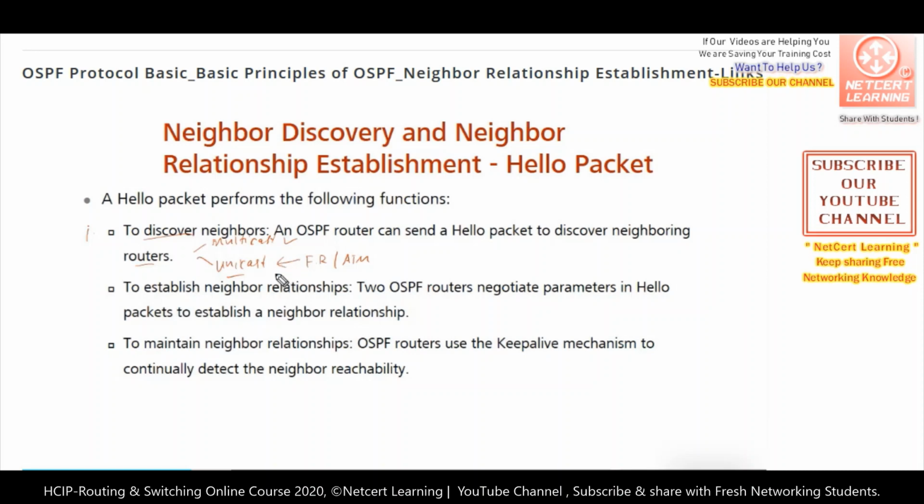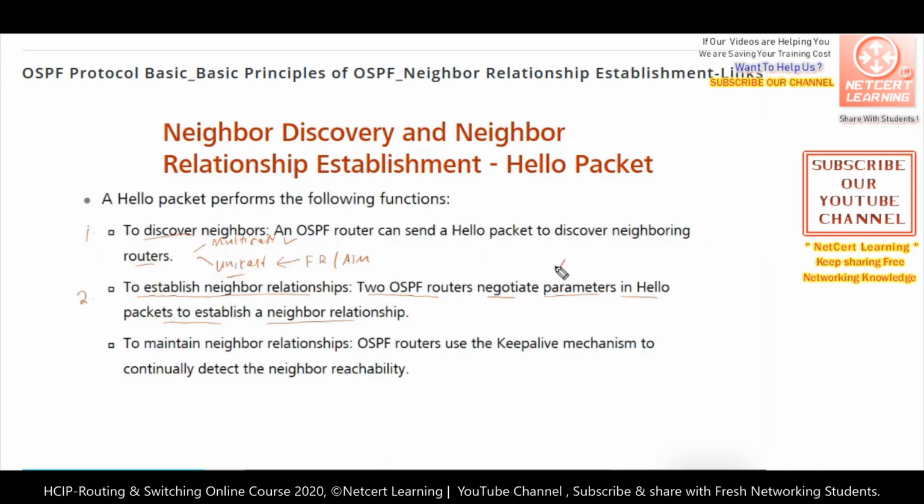I will go through this Frame Relay OSPF in more detail in the next chapter. Now, the second function of the OSPF Hello packet is to establish a neighbor relationship. Two OSPF routers negotiate parameters in the Hello packet to establish a neighbor relationship.